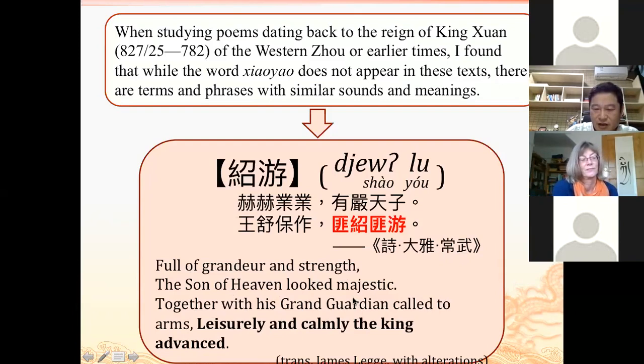So this is basically the last line of the poem, "Fei Shao Fei You." And let's see how to read and understand this line.